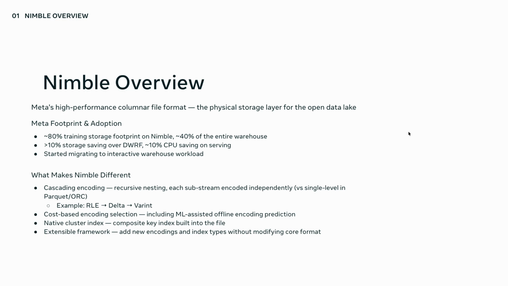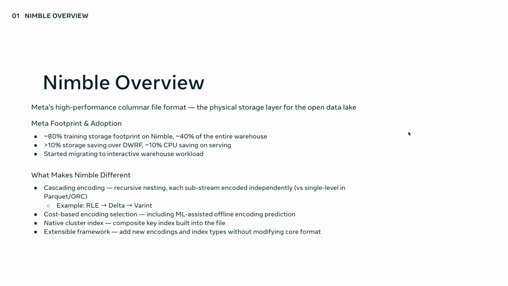Nimble is fully open source, and compared with other open source file formats, we have three differences. First, Nimble supports custom encoding, so we allow recursive nested encoding. For Parquet, for each column, we can only pick one encoding type. But for Nimble, for example, if you choose run-length encoding for a column, it will produce two substreams: one is the value stream, the other is the run-length stream. For the value stream, you can first apply delta encoding, and on top of that, you can recursively apply varint encoding. For the run-length stream, you can choose bitpack encoding. So each substream can choose its own encoding to fit the data patterns and maximize encoding efficiency.